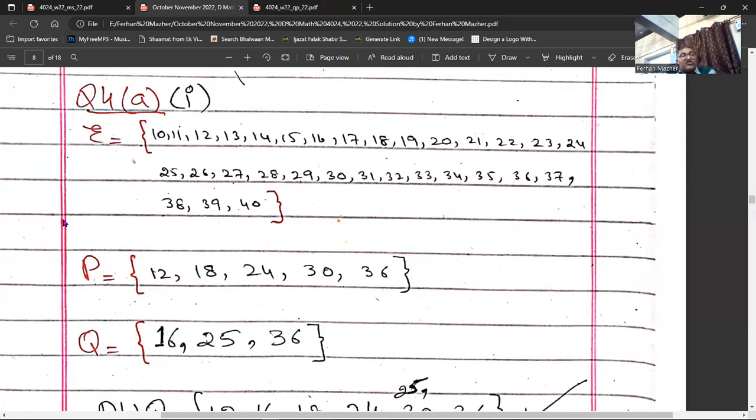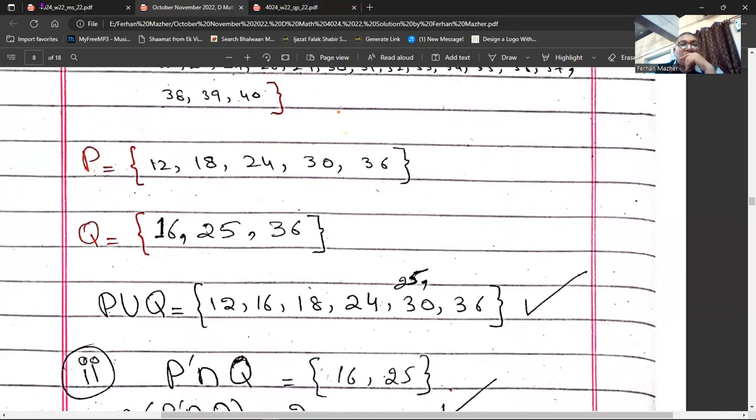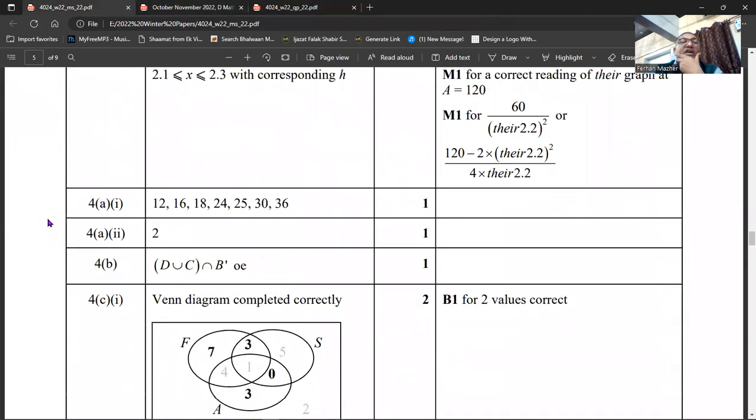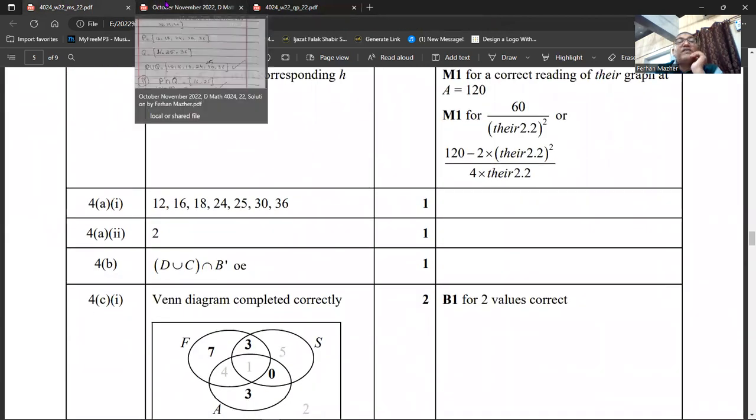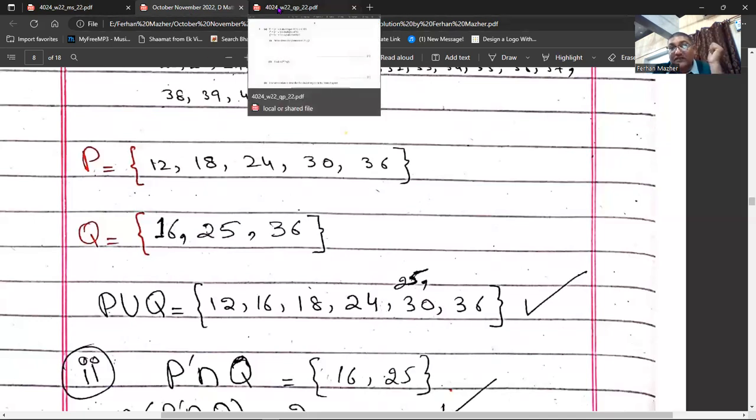Their first question is P union Q. If you want to find P union Q, that means P and Q both, and no member will be repeated. So it will be 12, 16, 18, 24, 25, 30, and 36. That's the union. You bring them all together, but no member is repeated. So let's check: it will be 12, 16, 18, 24, 25, 30, and 36, and our answer is right. So that's the union of P and Q.